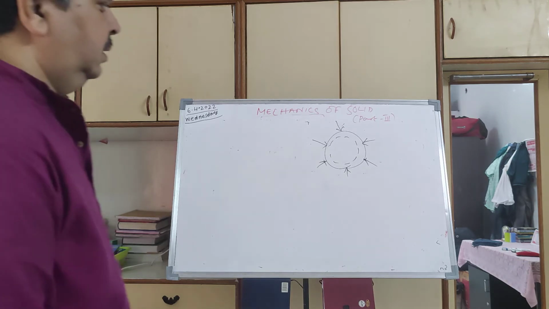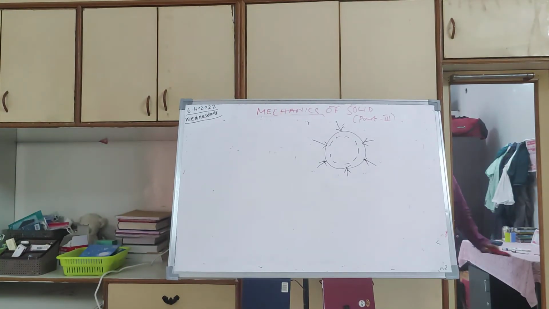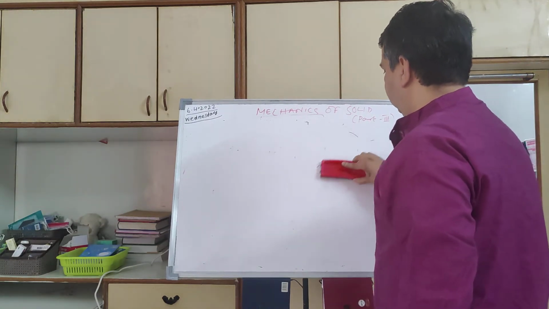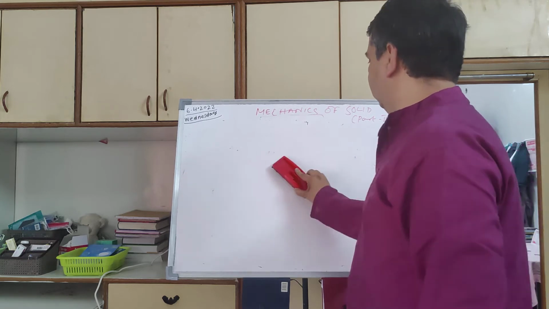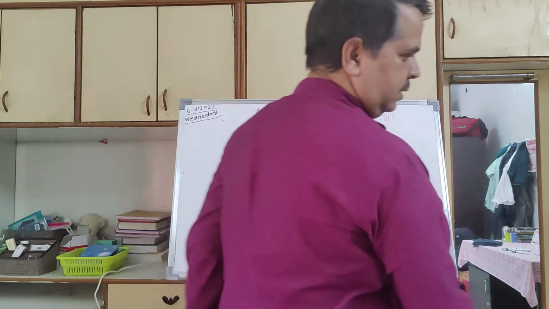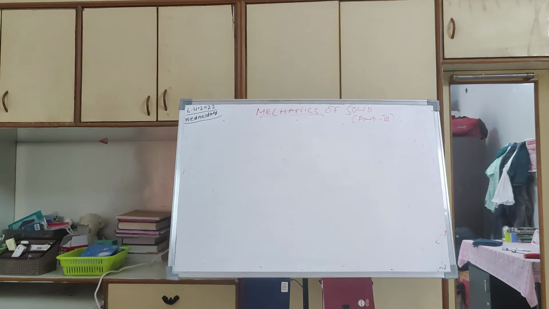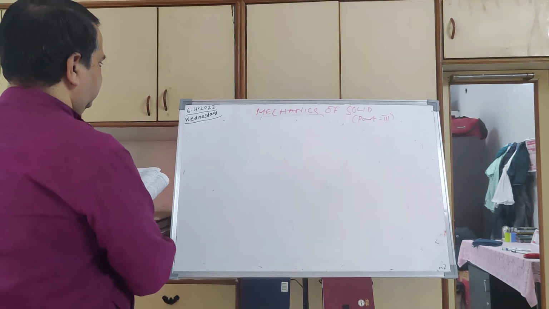This picture I had drawn for solving something related to bulk modulus, but I'll do it later. First, let me quickly do some numerical on Young's modulus. The question here is: a structural steel rod has a radius of 10 mm and a length of 1 meter. A 100 kN force stretches it along the length. Calculate the stress and all that. It's very, very simple.